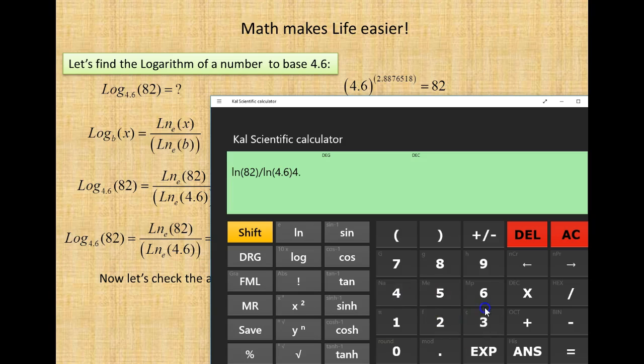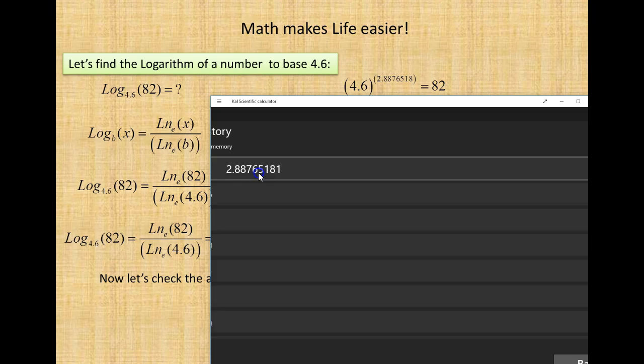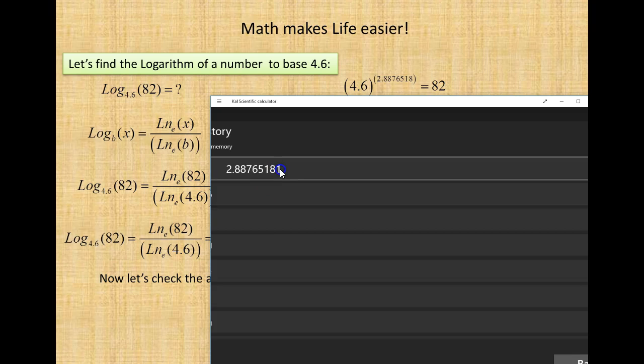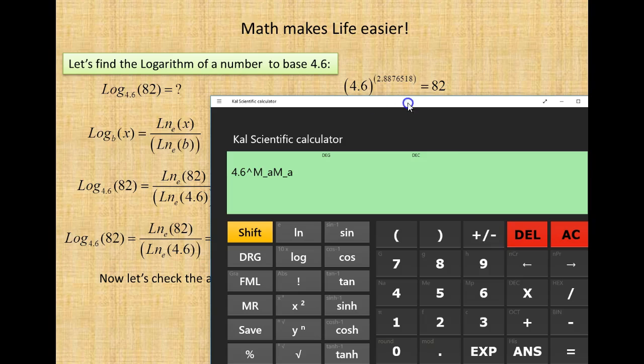So 4.6. Oh, let me clear this. 4.6 raised to the power of recall memory, and say equal: 81.99974. Well, let's round it off, because I didn't take all of the digits on my save right here. See, the digits stop there. So it's rounded off to that number.